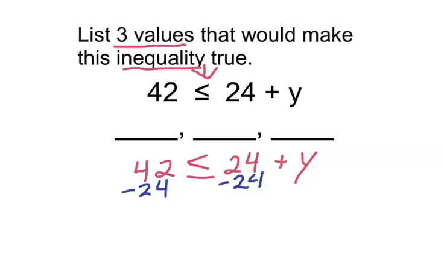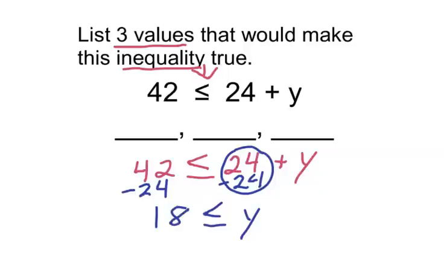So we have a positive 24 and a negative 24, which gives you 0. So the only thing left on this side is y. And then we have the less than or equal to sign. And then we have to subtract 42 minus 24, and that gives us 18.